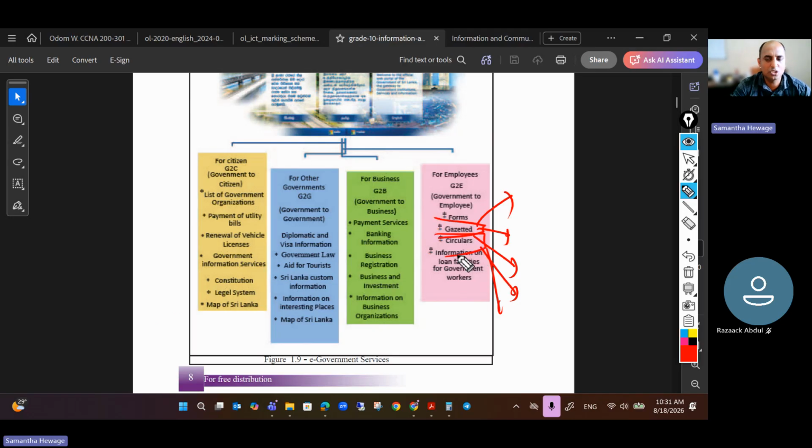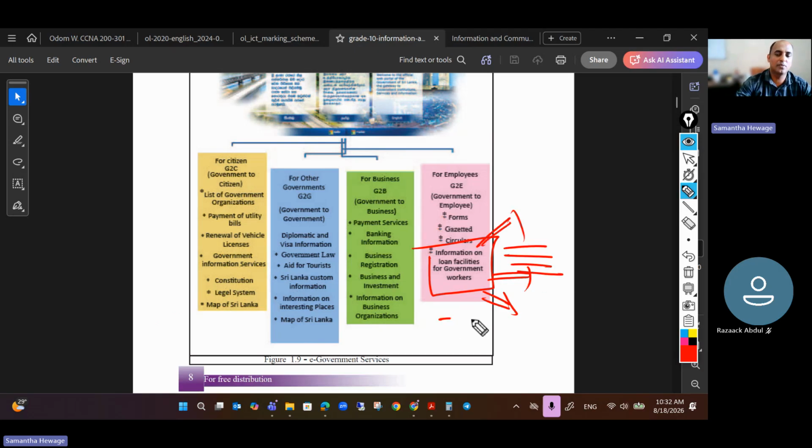Circulars come mostly for the employee rules within that organization. Some circulars will be passing. Sometimes government employees need loan facilities. So how can you get a loan from the government? Because you are a government employee, you can get a loan. So what are the loan procedures?